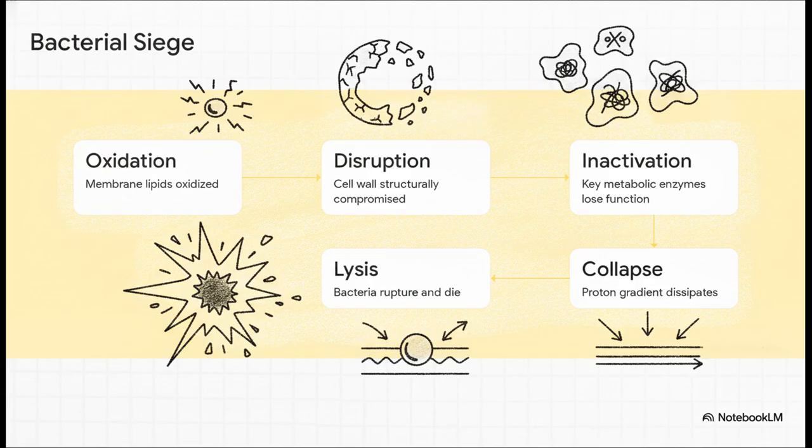First, it oxidizes the lipids in the membrane. Second, it breaks down the structural integrity of the cell wall. Third, it completely blinds the bacteria by inactivating its key metabolic enzymes. Fourth, it collapses the proton gradient, which means the bacteria's energy production systems totally fail. And finally, step 5 is lysis. The bacteria literally rupture and die.